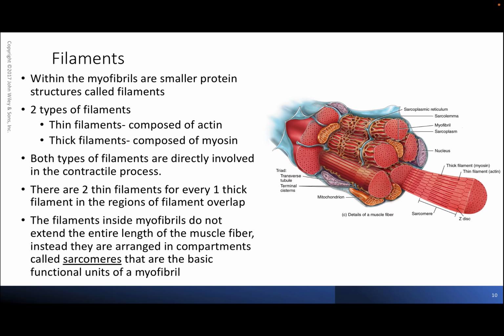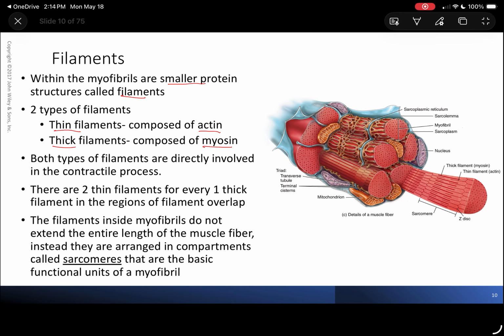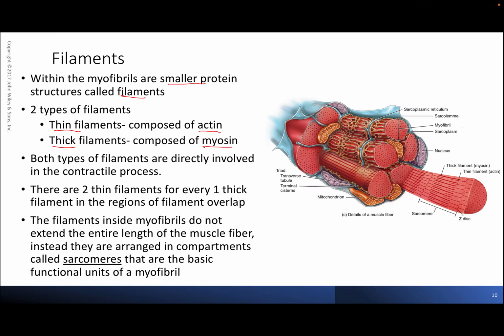So looking at the different filaments that make up these myofibrils, all right? Within the myofibrils, of course, we have these smaller proteins that are known as filaments. We have two main types of filaments. We've got our thick filaments and our thin filaments. Now, our thin filaments are going to be made up of a protein called actin. Thick filaments are going to be made up of the protein myosin. All right? Both types of filaments are going to play a role in the contractile process. They're going to work together.